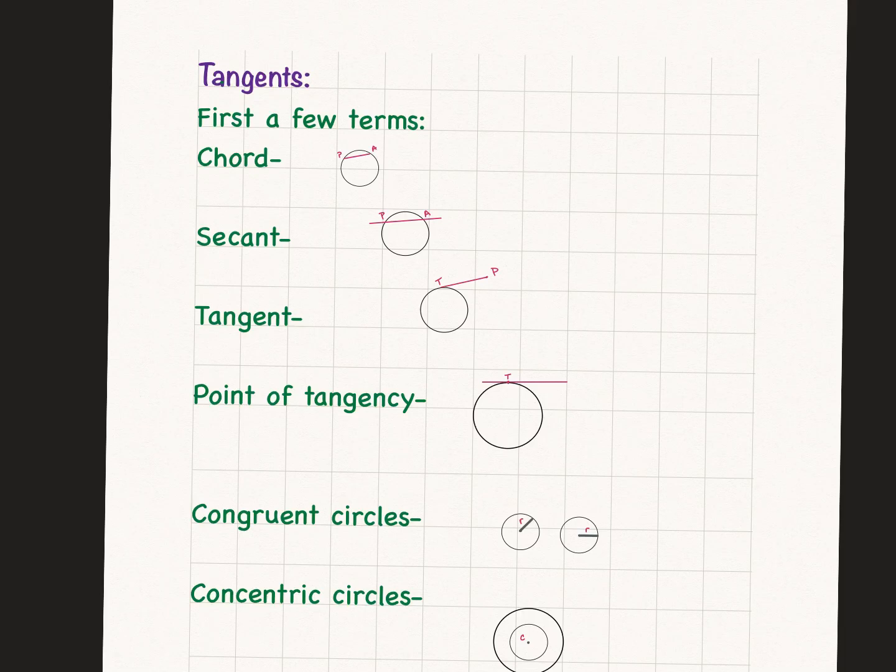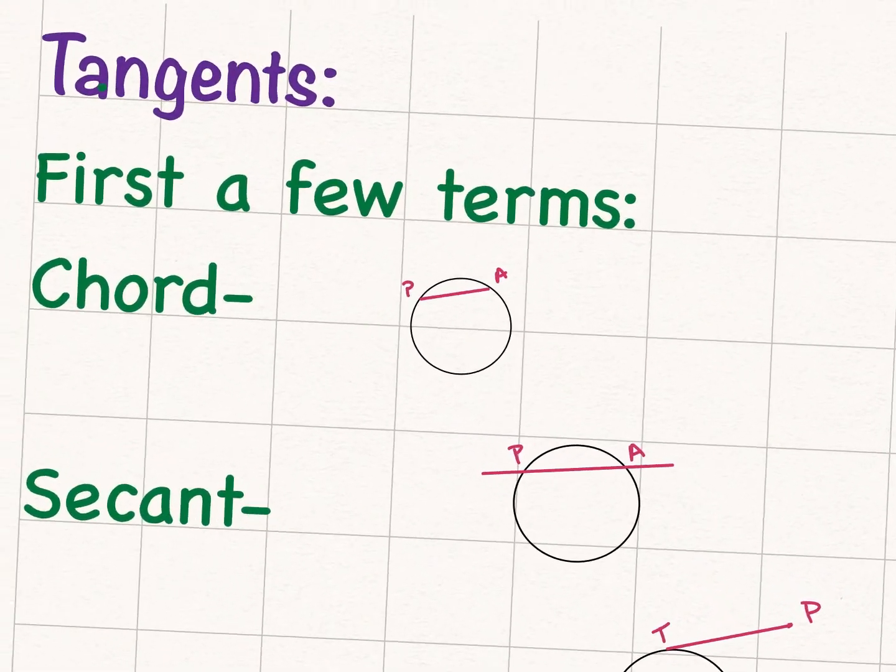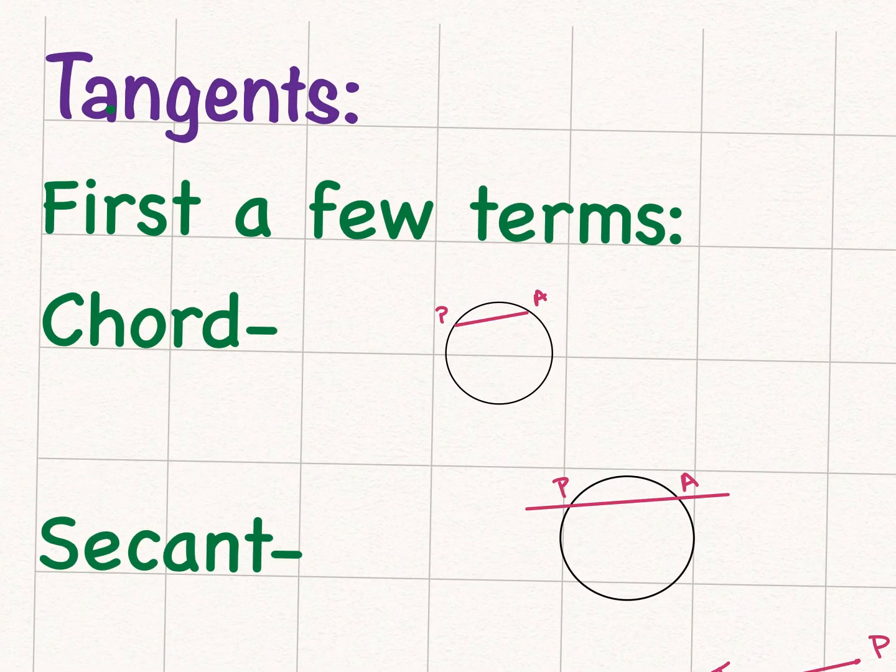Today we're going to take a look at lines and circles. First, we're going to have to learn a few terms. So let's start out with a chord. A chord is a segment that has endpoints on the circle. So you can see here that AP is a chord.